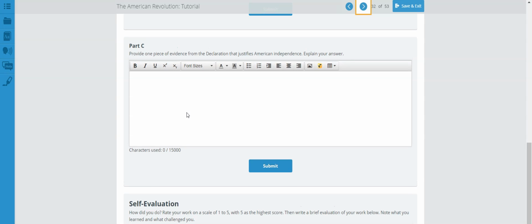Part C says, provide one piece of evidence from the Declaration that justifies American independence. Explain your answer. So among the many pieces of evidence that are given in the Declaration of Independence, you are asked to provide one. But do not just write that one. Make sure that you explain. The idea here is that you're able to explain why. And this way your teacher will know that you are following through with what you need to do.